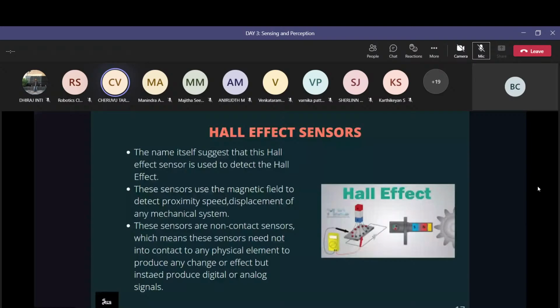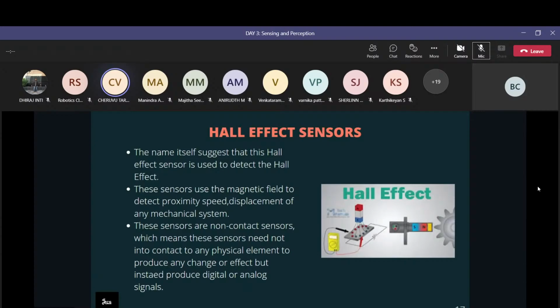So in this picture towards the right, you have a wheel rotating, and then you have a device. This device is nothing but a Hall effect sensor. The yellow part you are seeing to the left of the wheel is the Hall effect sensor, and then you have a magnet. It is not in contact with the wheel, but it can count the number of rotations of the wheel, and do everything without coming into contact with the wheel. It will detect the displacement of the wheel, how many rotations it is doing, or the proximity, speed, and everything.